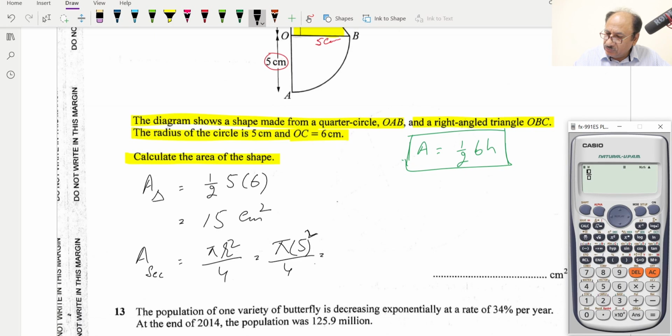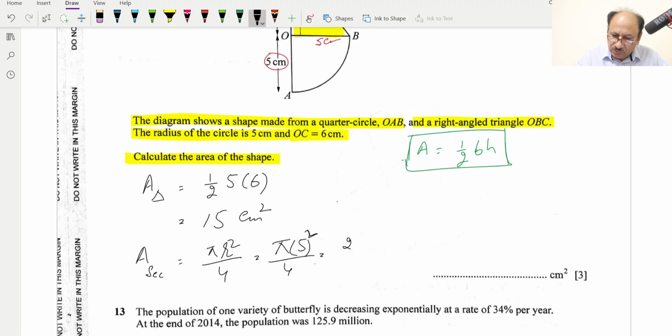Pi is this one, and into 25 and divided by 4 is equal to, we can write the decimal, otherwise I will write as it is 25 pi by 4. And now we have to find the area of the shape. Area of shape is equal to 15 plus 25 pi by 4.